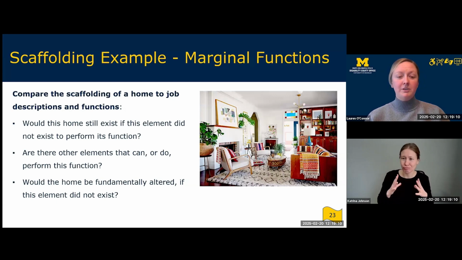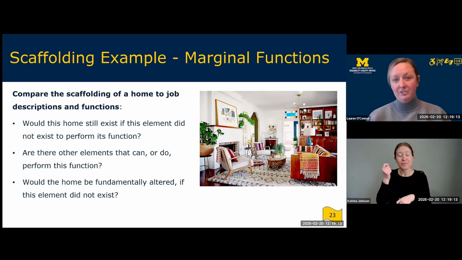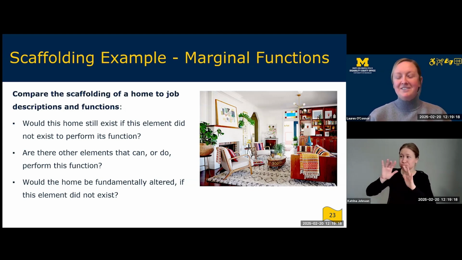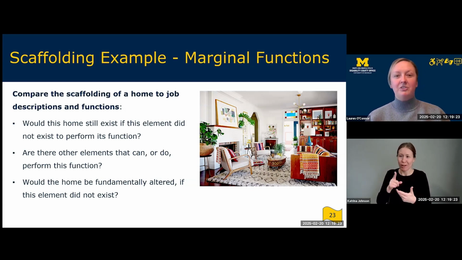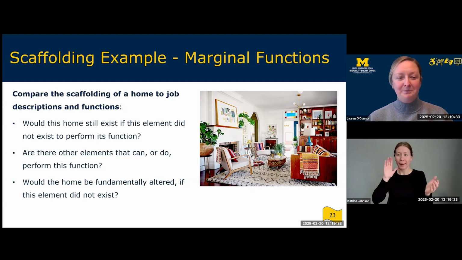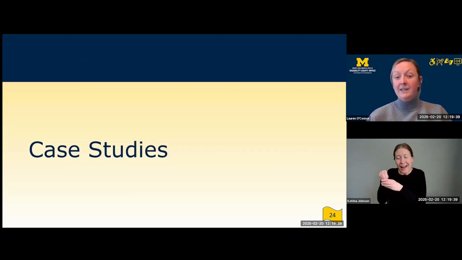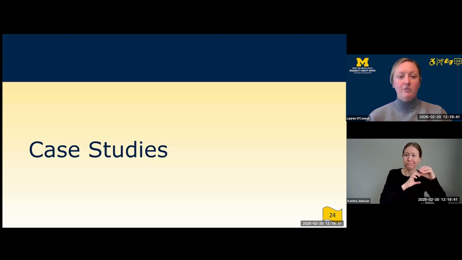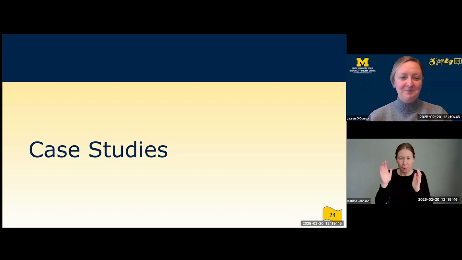And then lastly, would the home be fundamentally altered if this element did not exist? And no, we can remove those, we can change them, styles change, different things are modified throughout, but they're not those fundamental pieces like that foundation, those studs and those joists. So our scaffolding of our home is our example on helping to determine what is marginal versus essential. And now that we've gone through examples of each of these, we want to do an interactive case study with each of you to practice through varying scenarios on what's essential versus marginal.